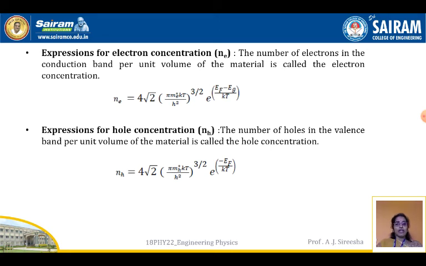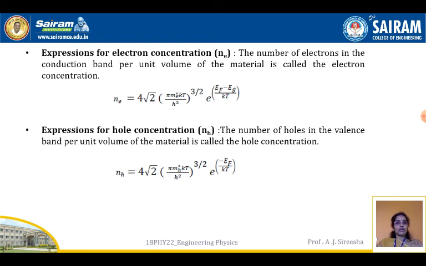The number of electrons in the conduction band per unit volume of a material is called the electron concentration. Though you do not have a derivation for this, you need to remember the expressions. These expressions are useful for the next derivations. In the next video, we have to use these two expressions. Before starting the derivations, you need to have these expressions. Using these expressions, we are going to derive something else. So this becomes the basis.